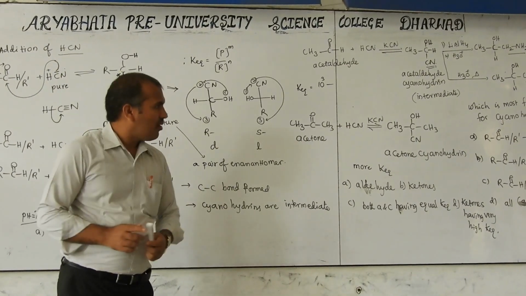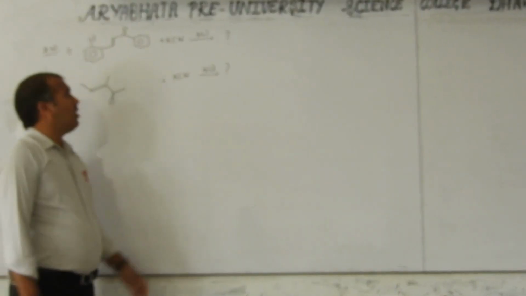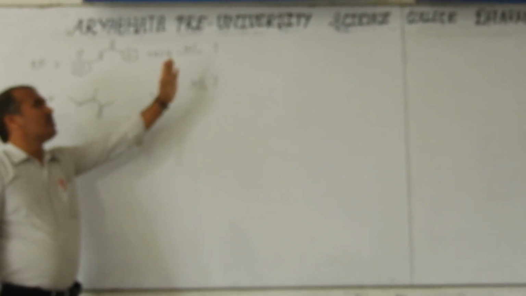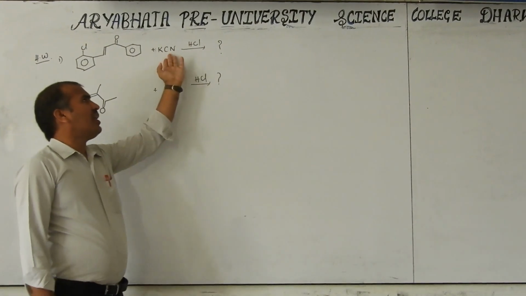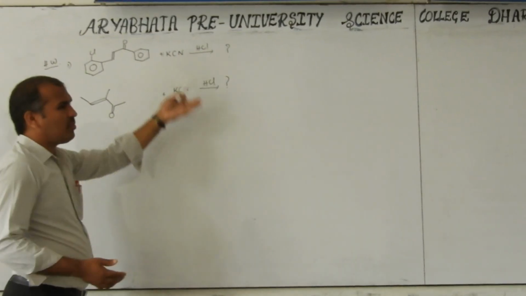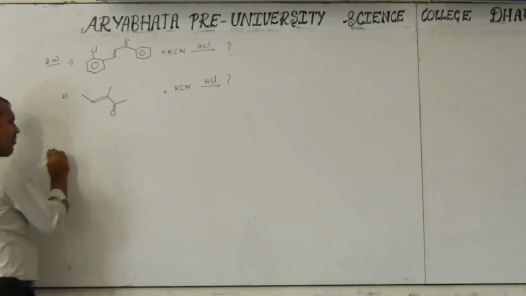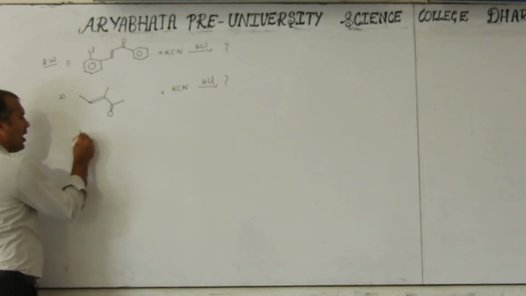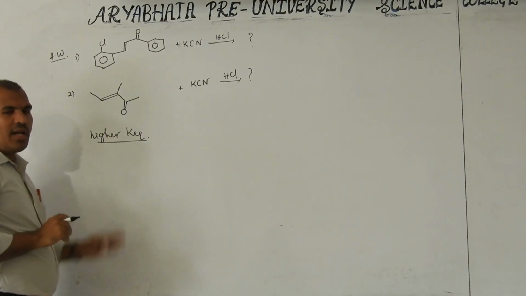Okay, one more reaction example I will give now. These are the two questions I am giving as homework. What is the product formed in this reaction? You can write a KCN, HCN mixture, or an HCN, NaOH mixture, any one of the mixtures I gave here. Next, which of the following has the higher K equilibrium?